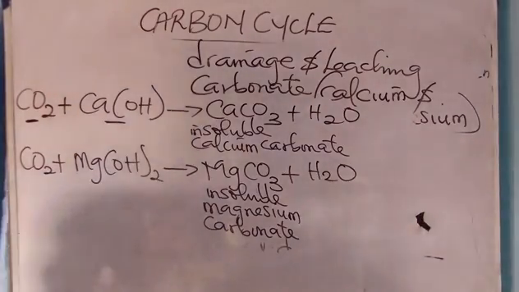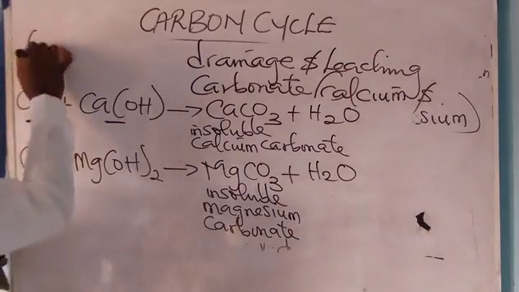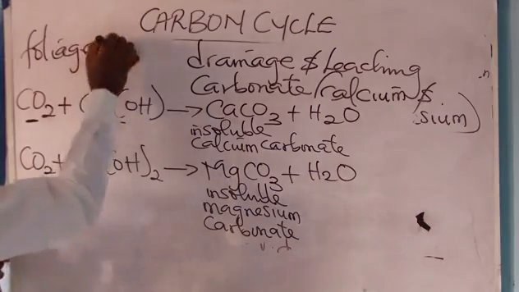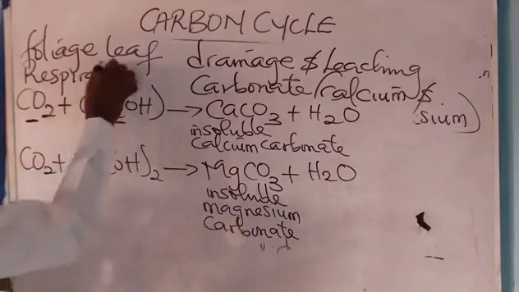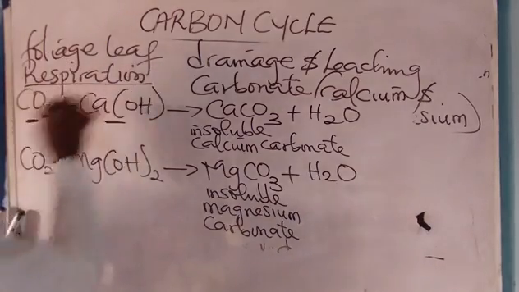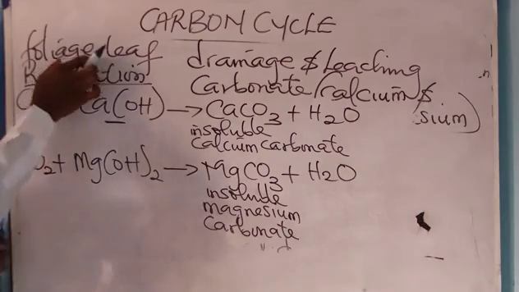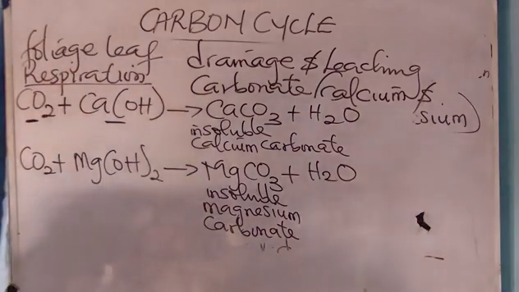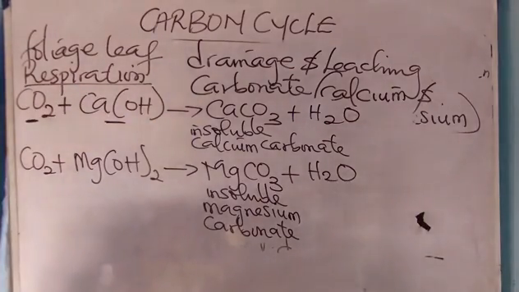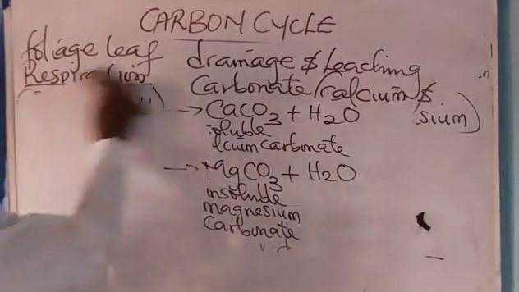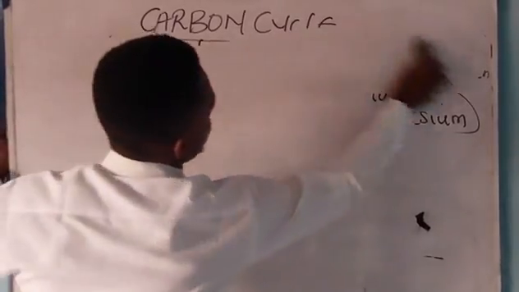Because plants do not make use of oxygen. However, take note of this. Foliage leaf in plants, which is a young leaf, can actually undergo what? Respiration. Good. So I was correct. Foliage leaf undergoes respiration. Being a young leaf and is living, it undergoes respiration to release carbon dioxide into the atmosphere. Now let's look at the carbon cycle.